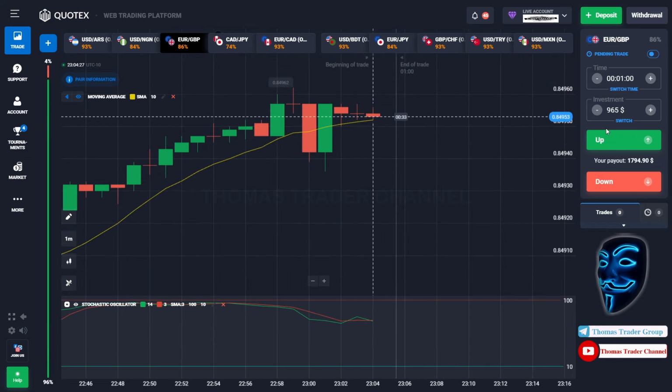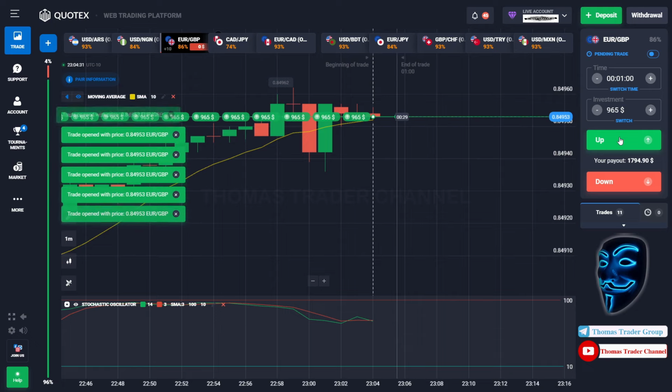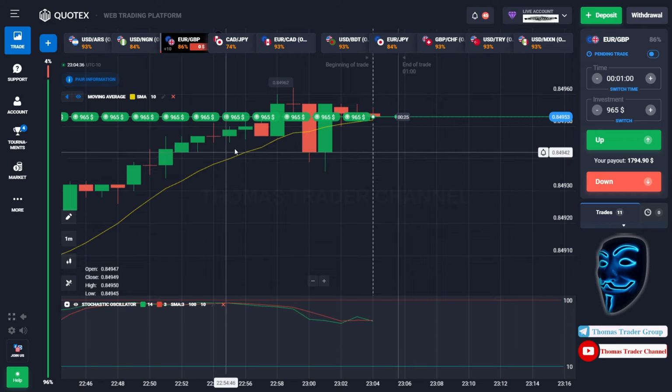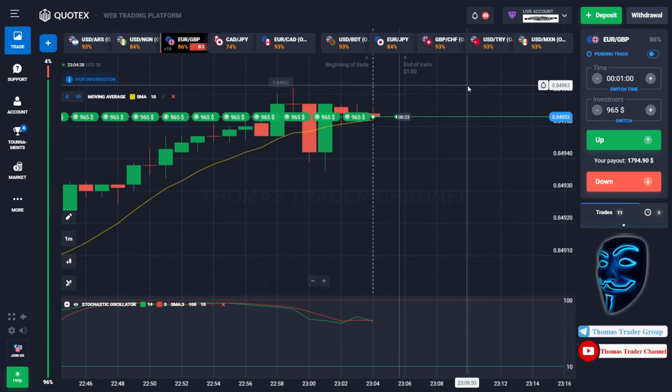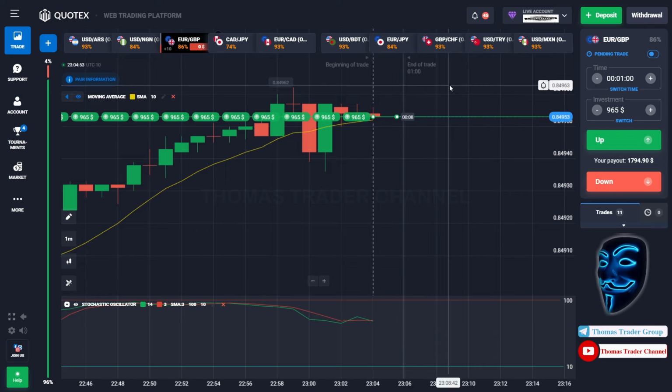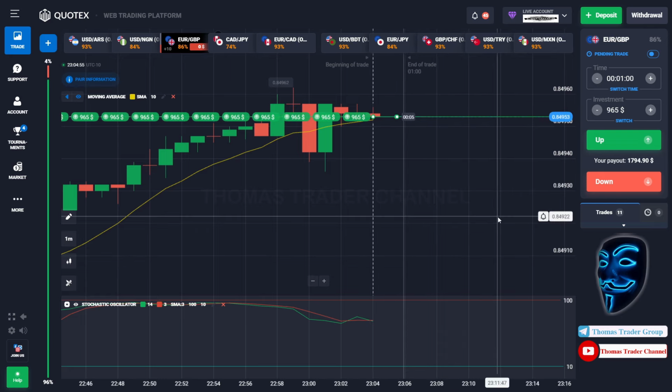Over here we can open buy for 1 minute. As you can see, the market is going bullish and the market is touching the moving average line. When the market touches the moving average line, the market will make a rebound and it will continue the bullish trend. Let's prove it and let's wait till the end of our trade.